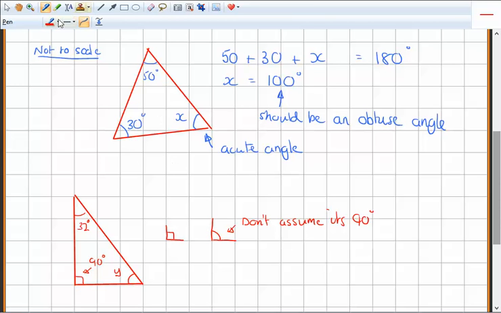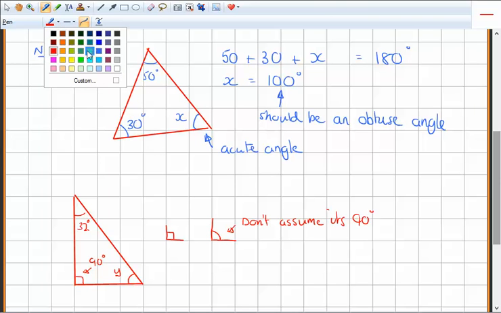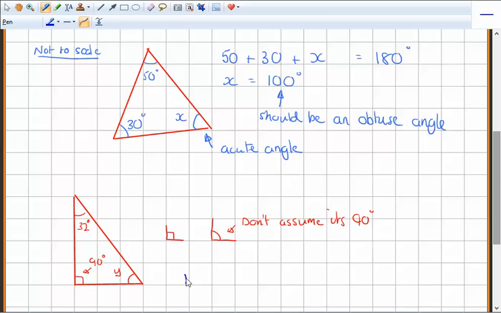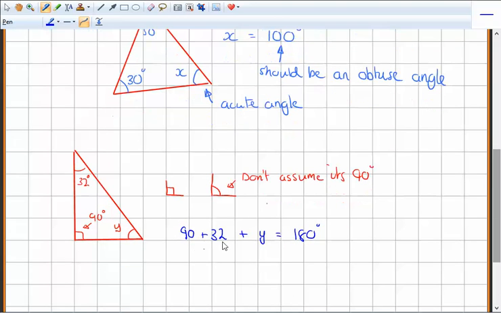So the same thing applies to solve this problem. We've got 90 plus 32 plus y equals 180 degrees. 90 plus 32 is 122. So we know that y must be 58. It's always a good tip to write it on your diagram, just in case you've got further questions to do.